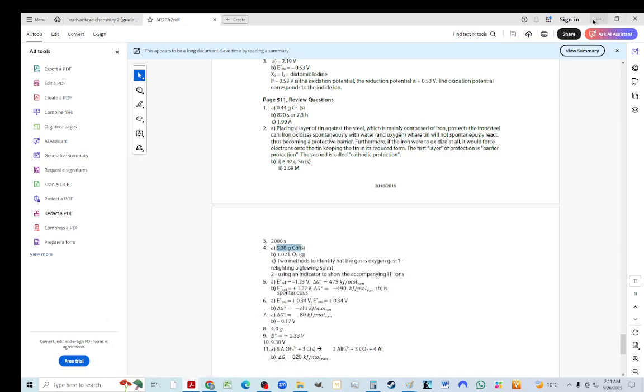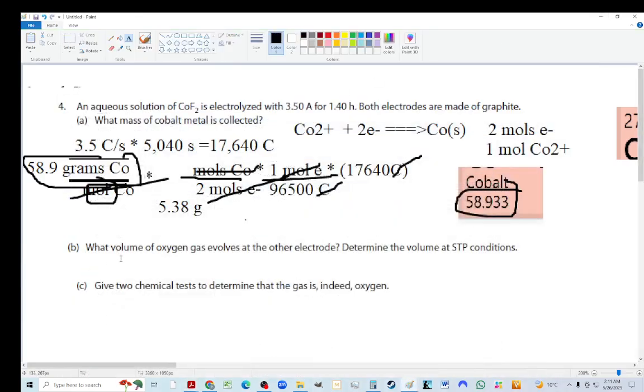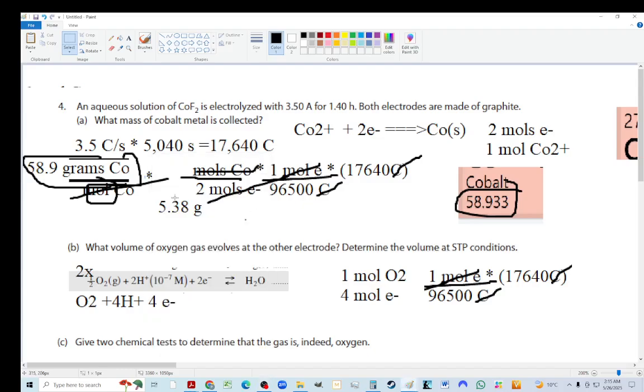Correct. What volume of oxygen gas evolves at the other electrode? Determine the volume at STP. That's tough. Determine the volume at STP. So for this one, it's not as tough as it looks.